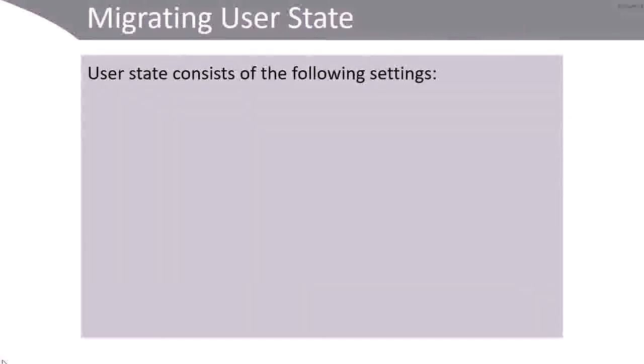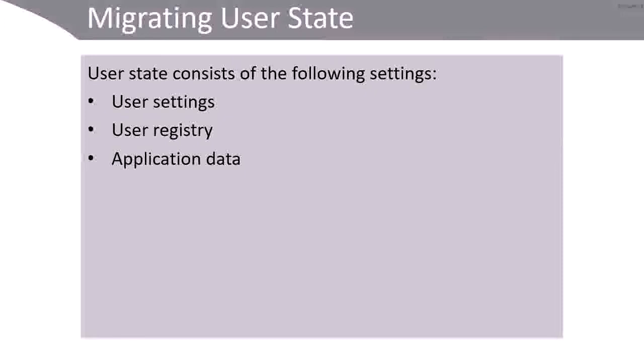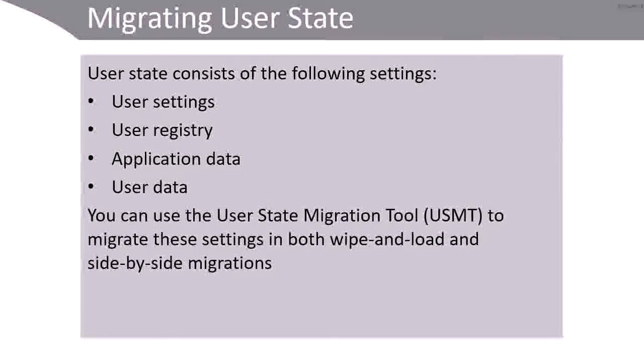User state consists of the following settings: user settings, user registry, application data, user data. When you want to migrate these settings, you can use the User State Migration Tool. This helps with both wipe and load and side-by-side migrations. The User State Migration Tool is part of the Windows ADK.